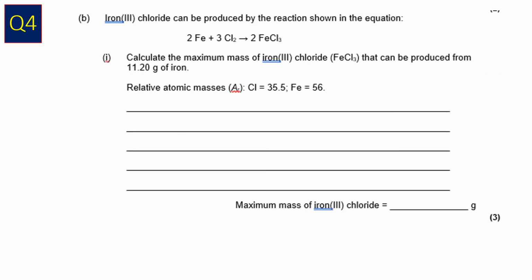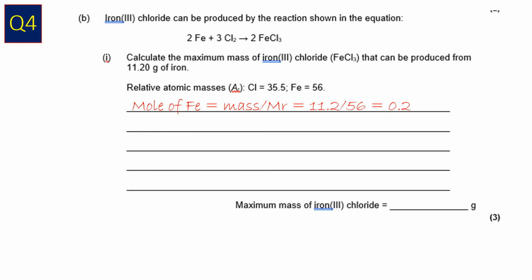Part B, iron-free chloride can be produced by the reaction shown in the equation. So 2 moles of iron will react with 3 moles of chlorine to form 2 moles of iron chloride. Calculate the maximum mass of iron-free chloride that can be produced from 11.2 grams of iron. And we're also given the relative atomic masses there. So step 1 is working out how many moles of iron do we have. So moles is mass divided by Mr, and I get the moles of iron is 0.2.